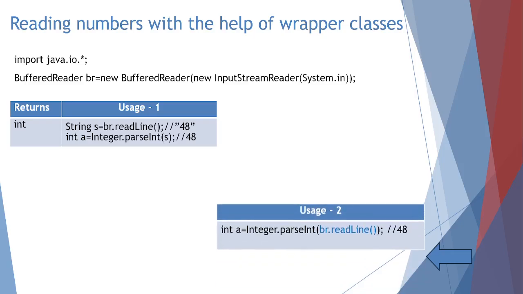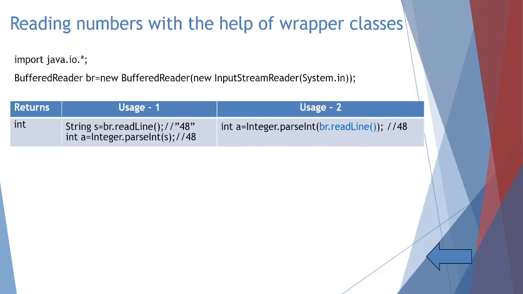Or we can use it like this. Directly we can say int A = Integer.parseInt(br.readLine()), passing br.readLine as a parameter. Direct, no need of S. Whatever comes from br.readLine, give it to the Integer.parseInt method, which will convert that string into the int primitive type. So 48 will be stored in A.